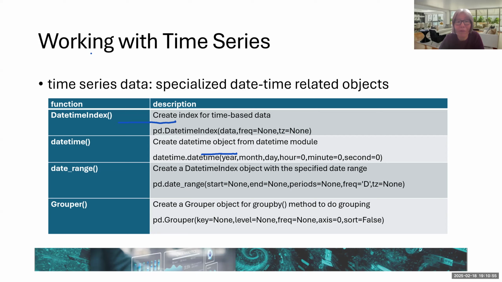The Grouper is used to create a grouper object so that you can do group by. But it's not the case that when you do group by, you always need a group by object. You can specify some key to do the group by, but there are some other times that you may want to use a grouper object. Then you can use the grouper object to do the group by. So this is regarding time series.